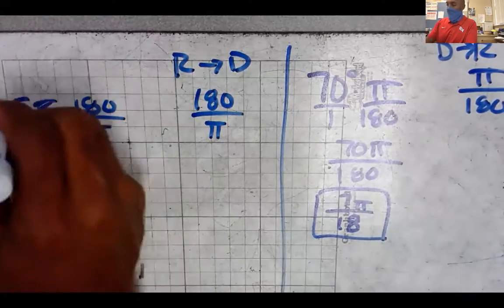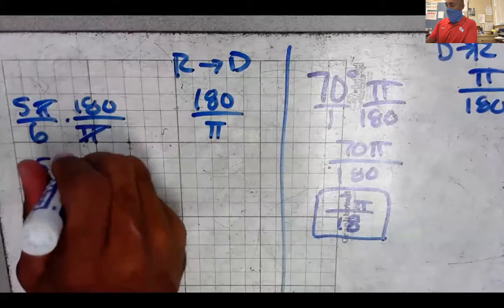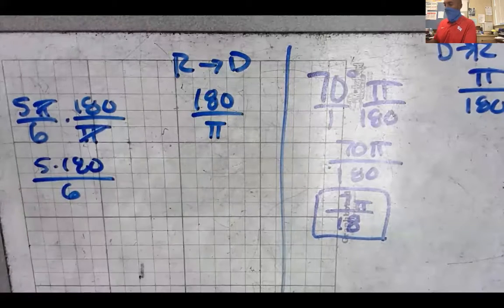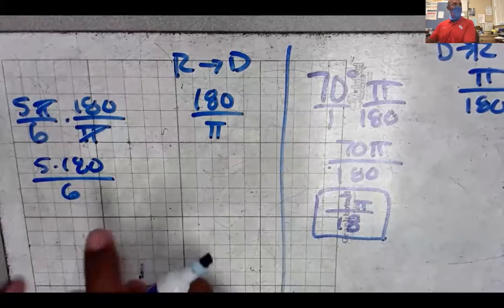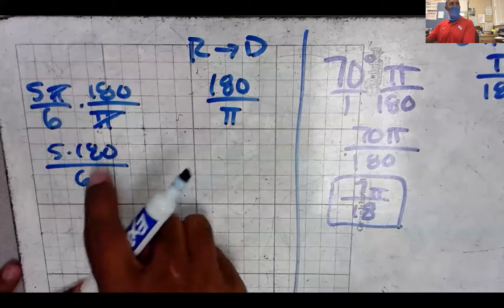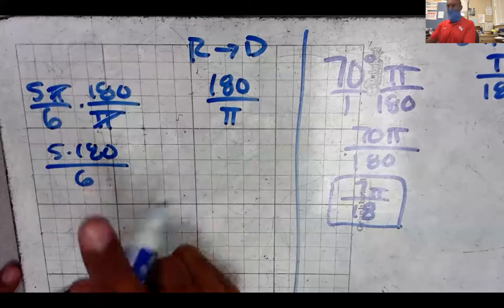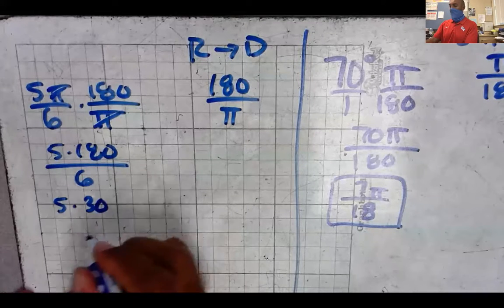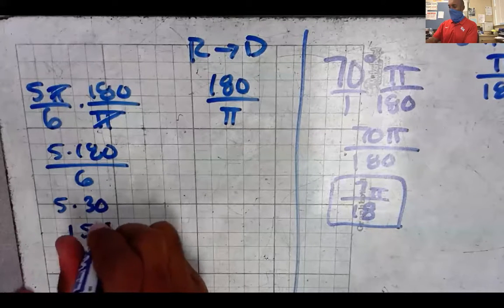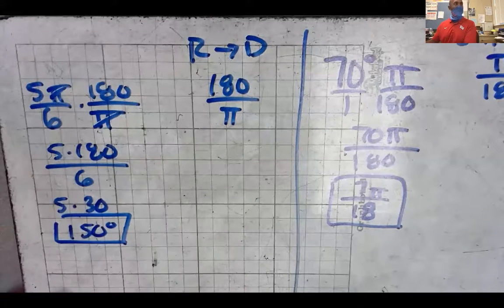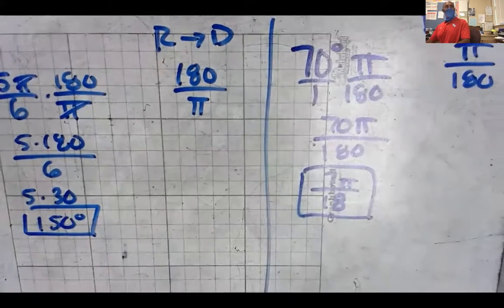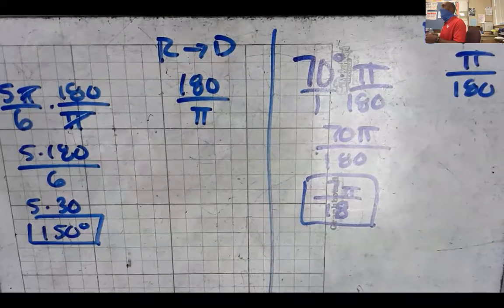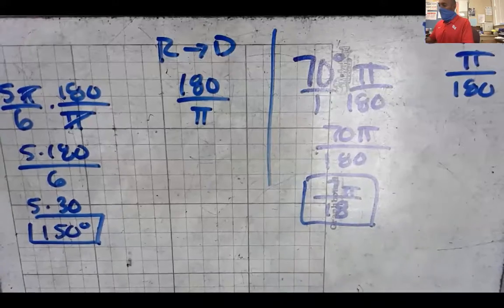Okay, now on the top, multiply the top, 5 times 180, over 6. I'm going to divide the 180 over 6 first. So 180 over 6 is 30. And then 5 times 30 is 150. So 150 degrees. Okay, so basically you just use that ratio of pi over 180 or 180 over pi to convert back and forth.